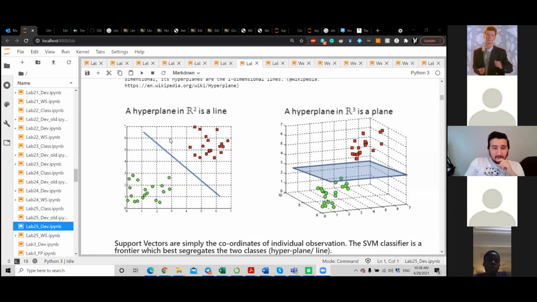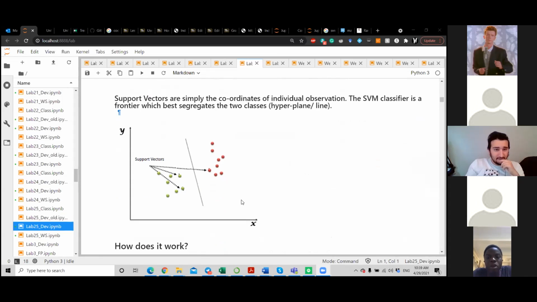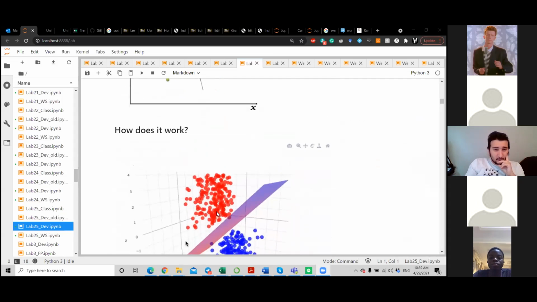Okay. So support vectors are simply the coordinates of individual observations. The SVM classifier is a frontier which best segregates the two classes, or it's the best hyperplane, or it's the best line. And in a case like these, we have these points or these coordinates which are support vectors, and then we come up with a line or a hyperplane that separates them the best. Now, how does it work?